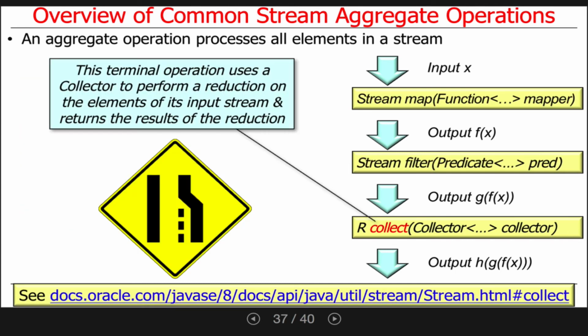This particular terminal operation, collect, is used to perform a reduction. There's a couple of other methods that do reductions as well, but we're using collect here for good reasons. So what a reduction is, it takes a bunch of values and puts them into a single result. So it's kind of like merging lanes on the highway.